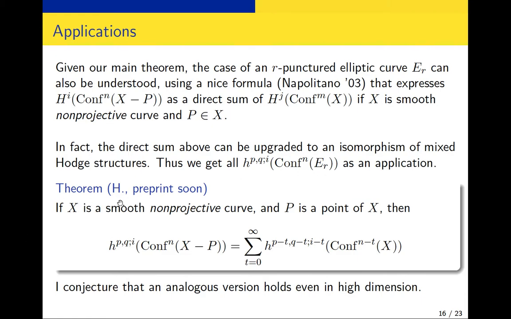This will be a result I prove, and I promise that a preprint will be coming soon. It basically says how the mixed Hodge numbers of an elliptic curve with one more puncture can be computed from the case of X. We conjecture the analogous version holds even in high dimension.